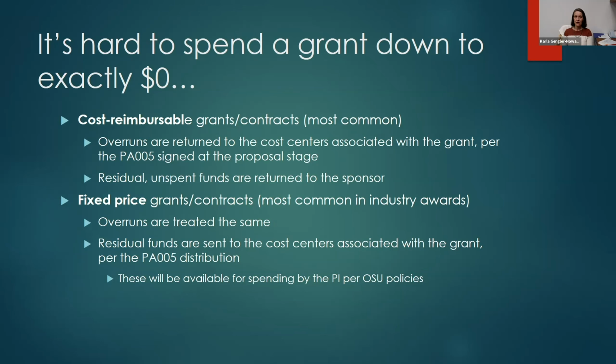Fixed price grants are more common on industry awards, like a clinical trial, let's say. And these are grants where we get X dollars to do a particular scope of work. And if there's money left over at the end, woo, you get residuals. Those come back, the direct costs come back to you. It's a bit of a slush fund for you to spend, kind of like your startup fund. So those are awesome. If you have an overrun, however, it's treated the same. It also goes back just like on a cost reimbursable grant. So residuals we really like. PAs are fond of them.